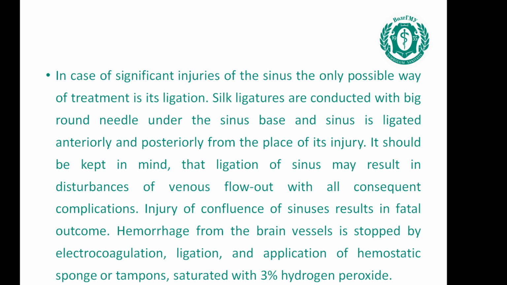Hemorrhage from the brain vessels is stopped by electrocoagulation, ligation, and application of hemostatic sponge or tampons saturated with 3% hydrogen peroxide.